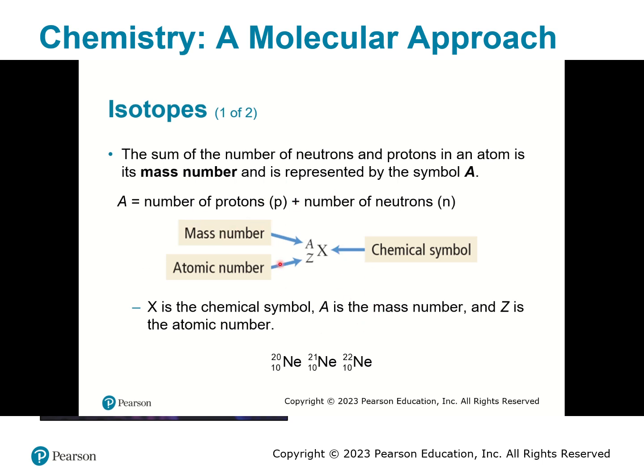The mass number will be at the top on the left side, the atomic number down on the left side, and then we have the chemical symbol. Knowing that the atomic mass, the mass number, is represented by A and is the sum of protons and neutrons will help you a lot.